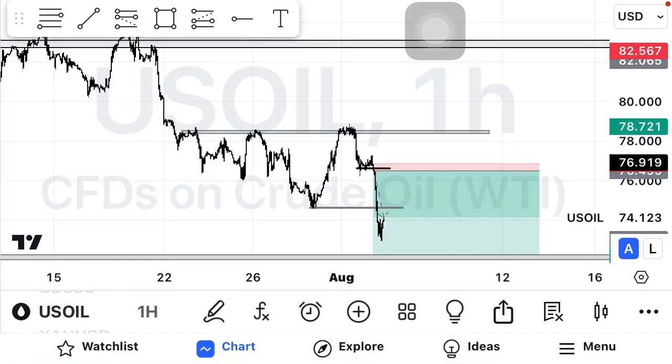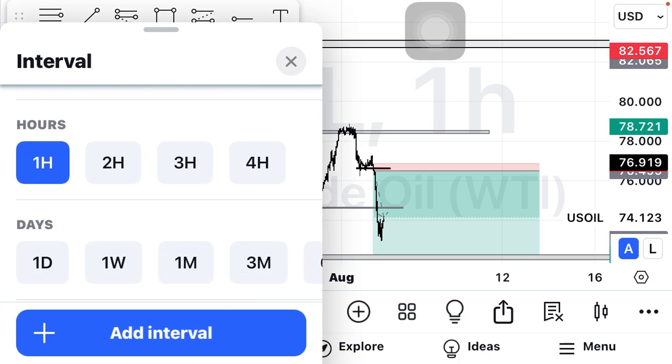I promised to do a video on the analysis of the trades I took on US oil, US30, EUR/USD, and GBP/USD. So I'm going to start off with the US oil. The analysis started from the daily time frame.